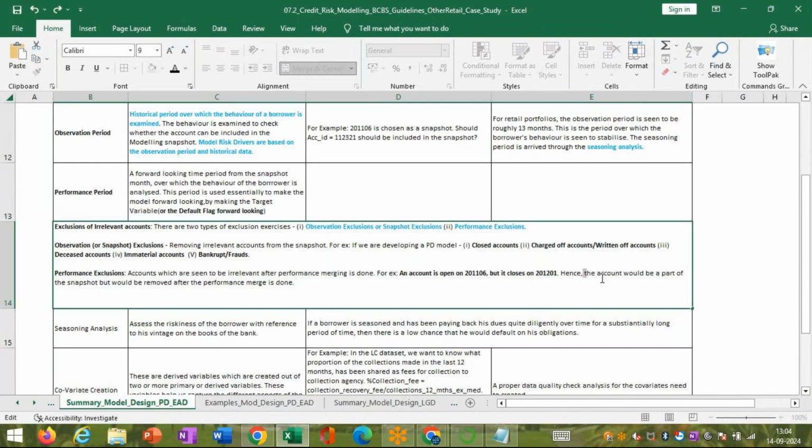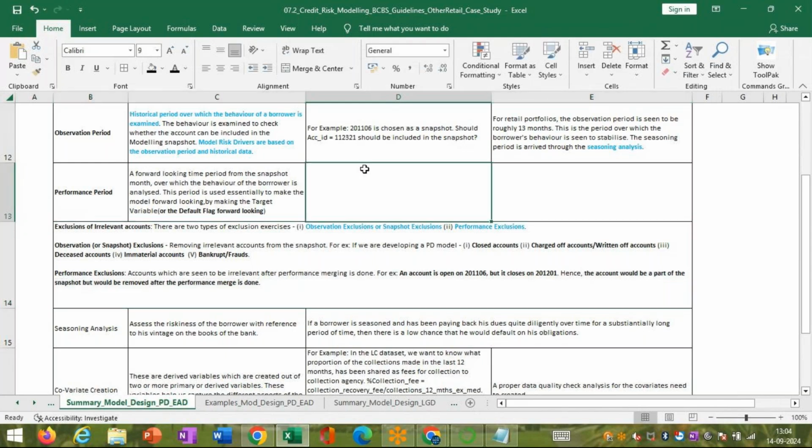Okay. The account would be a part of the snapshot. Now, when I talk about this observation performance period, we have mentioned that only the seasoned accounts are the ones which can be used. So this is where the concept of seasoning analysis comes to us. Right? So this is where we talk about seasoning analysis. Now the objective of seasoning analysis is to assess the riskiness of the borrower with reference to his vintage on the books of the bank.